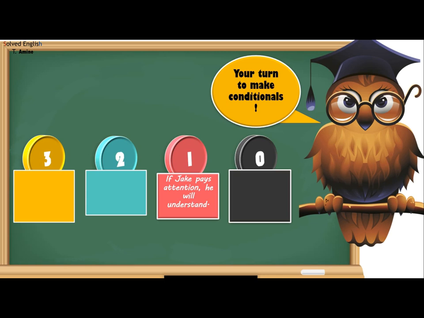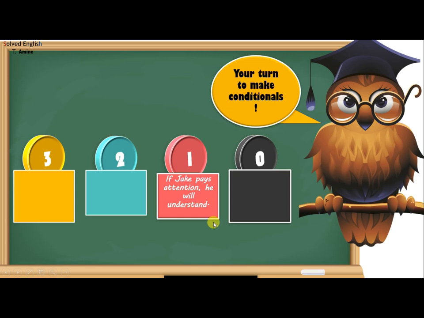Finally, you can use this short quiz to check your ability to form the different types of conditionals. The sentence that you are going to work with is this. If Jake pays attention, he will understand. Now, this sentence, as you can see, is in conditional type 1 because the first verb in the if clause is in the simple present and the verb in the result clause is in the simple future. Now, your job is to come up with this same sentence in conditional type 0, 2, and 3.